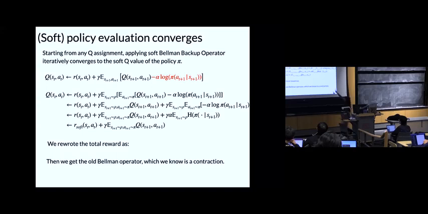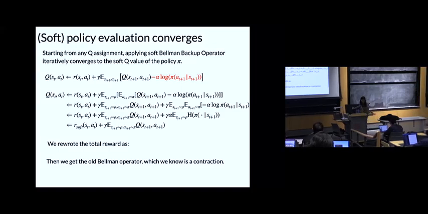Essentially, I take out and put again the entropy, where the expectation is over S prime sampled from the transitions of your environment. And now you can group the immediate reward plus gamma alpha times the entropy term into a new reward called R soft. And now this operator looks much like the previous operator. And we know the previous one was a contraction. And now this one is also a contraction. And you know what? It converges. Okay. That's great.